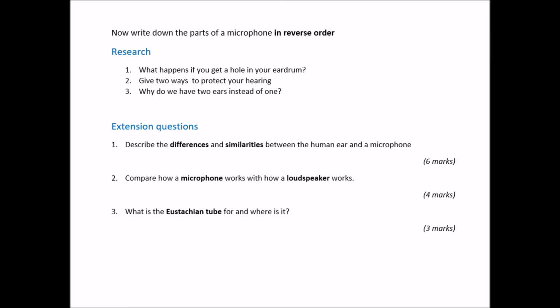Once you've done that, there are some extension questions I would absolutely love you to get done, please, because the rest of this won't take that long. Describe the differences and similarities between the human ear and a microphone. Compare how a microphone works with how a loudspeaker works. And what is the eustachian tube for and where is it? So answer those questions as well.